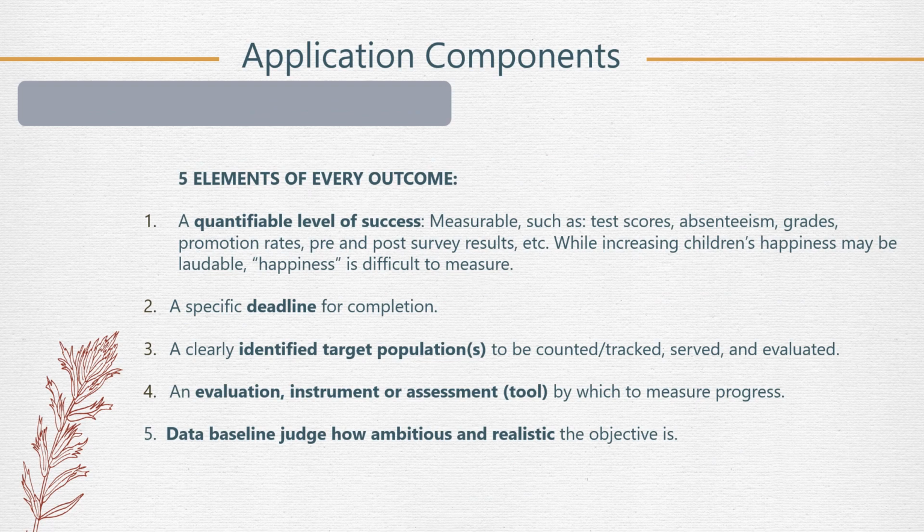The 5 elements of every outcome is that you need a quantifiable level of success, right? So we need to be able to prove that it is measurable, and measurable things can definitely range depending on the activity that the AmeriCorps members will be doing. So whether that's an increase in test scores, less absenteeism, or if they're doing a survey to figure out if the outcomes were met, that's great. We just need to make sure that there's something measurable that they are going for after they complete this project. And there needs to be a specific deadline for completion.